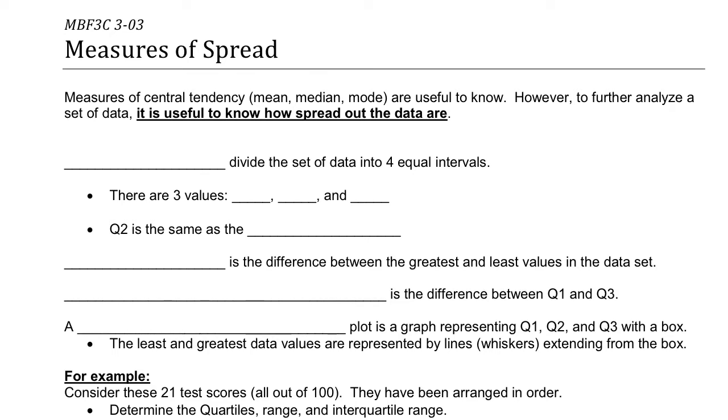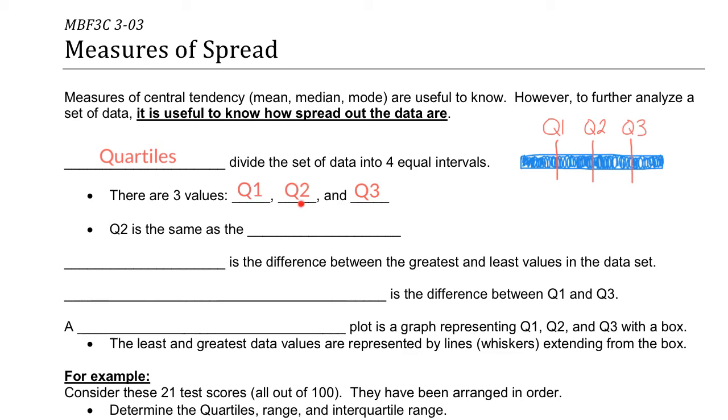So the first thing I want to talk about is something called quartiles. Quartiles divide the set of data into 4 equal intervals. You're dividing your entire set of data into 4 quartiles. So there's 3 values: Q1, Q2, and Q3. Now that value Q2 is the median. So in the previous lesson, we looked at finding the median.